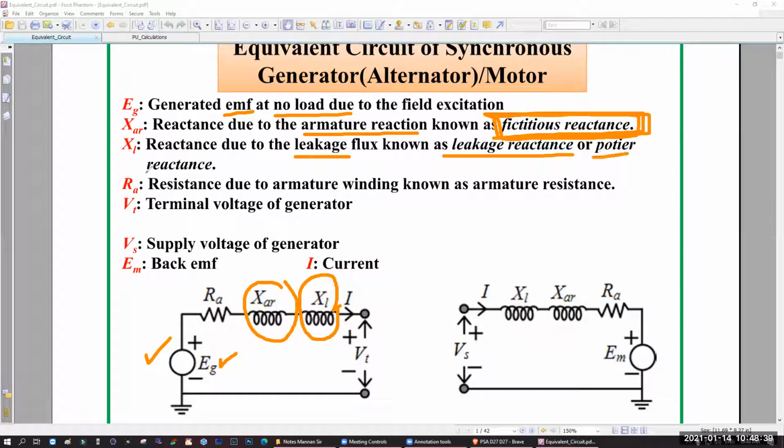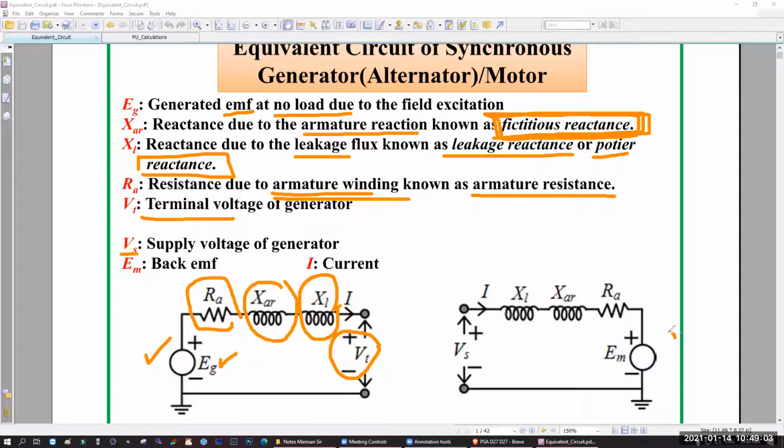Okay, so this is due to the leakage flux, known as leakage reactance or Potier reactance, right? Now, RA, this one is the resistance due to the armature windings, known as armature resistance. Now, VT is the terminal voltage, this one, the terminal voltage of the generator. VS is the supply voltage of the generator.